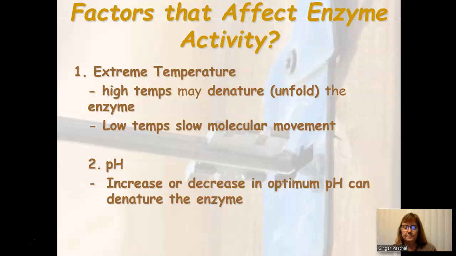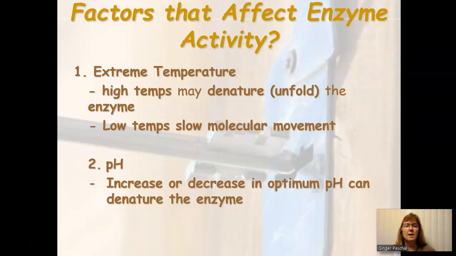pH is another factor. If you have an increase or a decrease in the optimum pH of an enzyme, it can also denature the enzyme, so it can break the bonds, changing the shape of the enzyme. The reason why I say optimum pH is because there are some enzymes that work really well at really low pHs, like for example, the enzymes in your stomach work really well in a very acidic environment. So the pH of your stomach is very low.